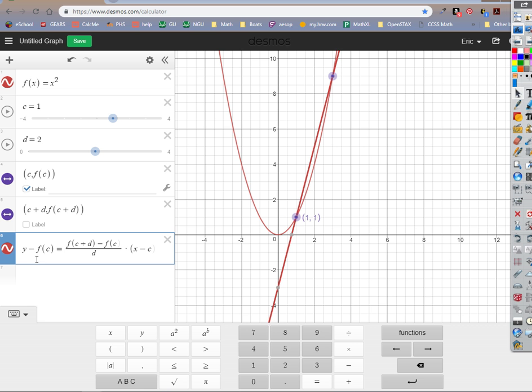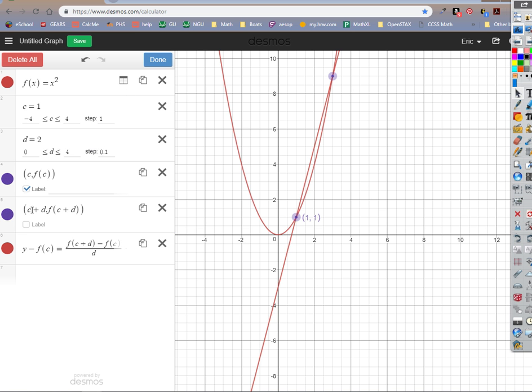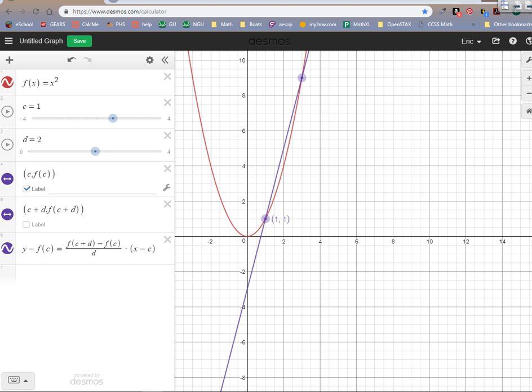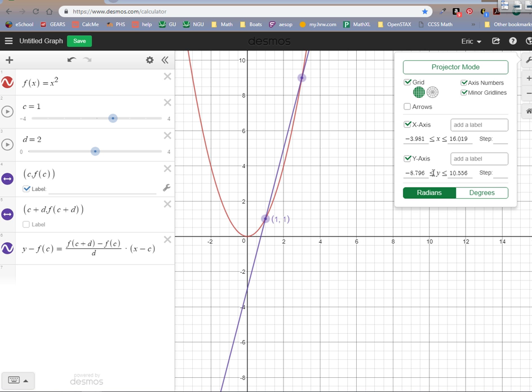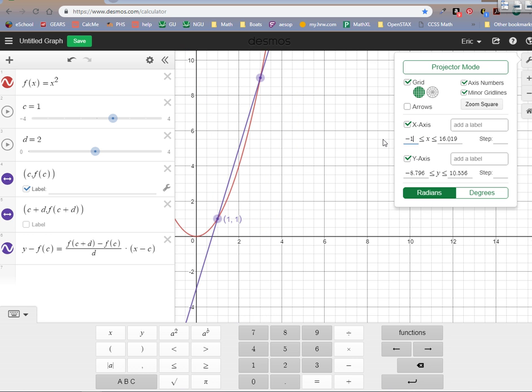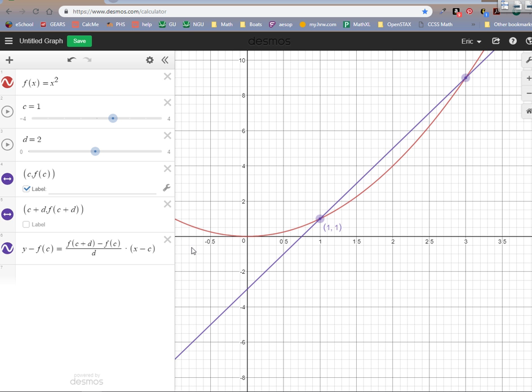Okay, there it is. Let's make it purple. I know that seems like a lot of hassle, but this is really cool. This will help you visualize this. Let's have the x-axis go from -1 up to 4. So there's the secant line, right? Everybody agree?